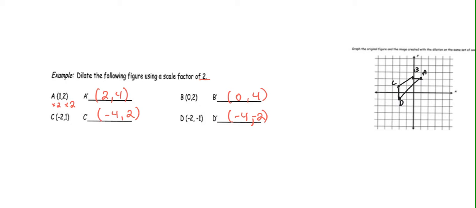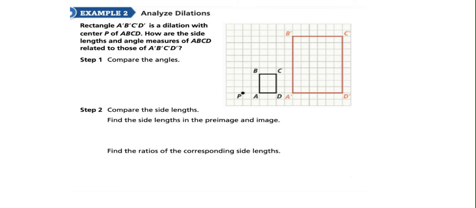Then let's just plot them. So we have 2 and then 4. Here's our A prime. B prime is at 0, 4. C prime is at -4, 2. And then D prime is at -4, -2. So we had an enlargement of 2, and this is our new figure on our coordinate plane.